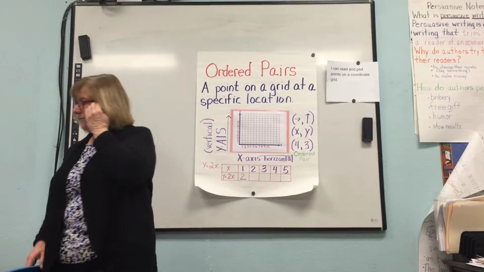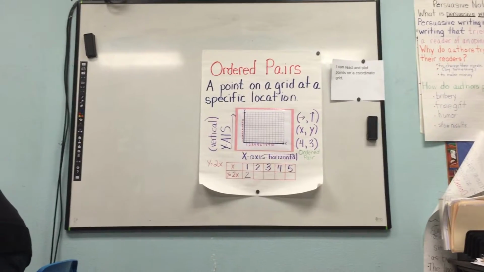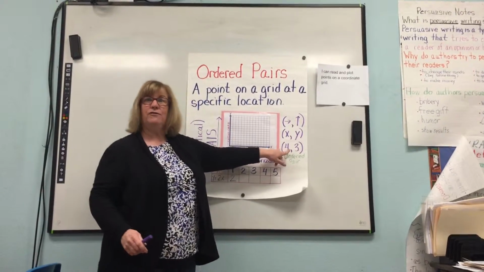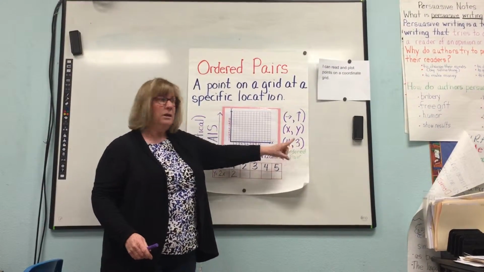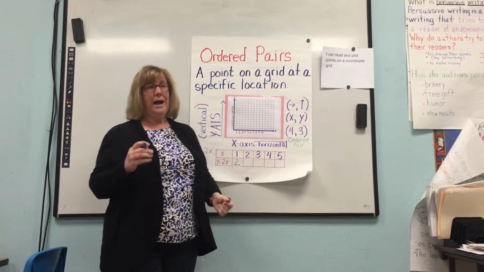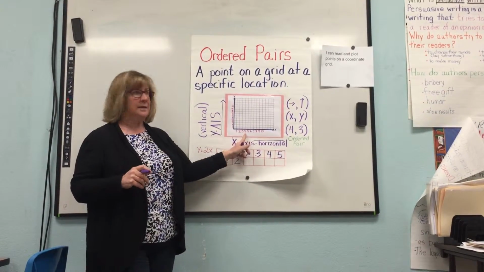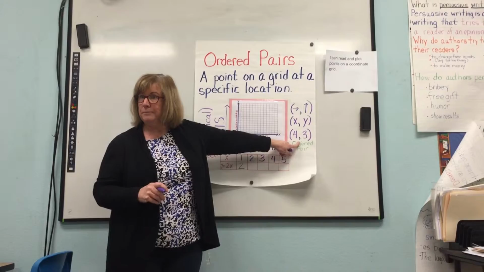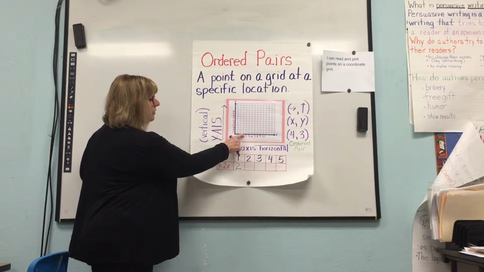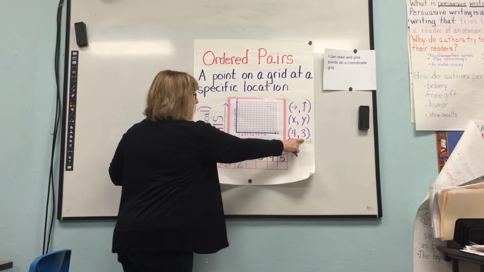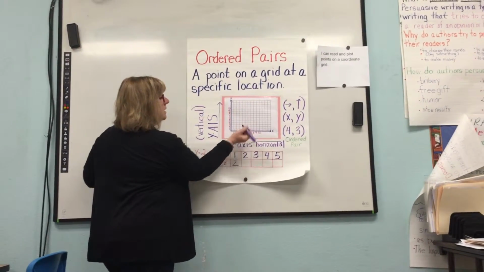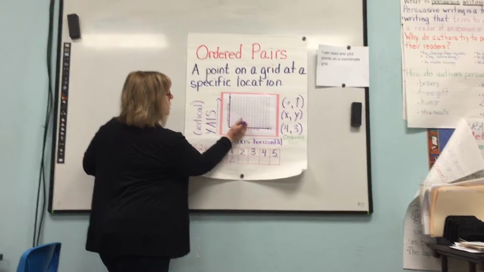So for example, if I am going to graph on the chart where 4,3 is, you always separate between the x and the y with a comma. So how many am I going to go over on my x-axis if I'm going to do 4,3? 4. So I count 1, 2, 3, 4. And how many am I going to go up? 3. 1, 2, 3. So I'm going to go ahead and put a dot there.